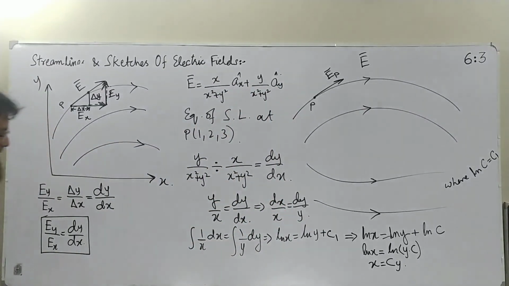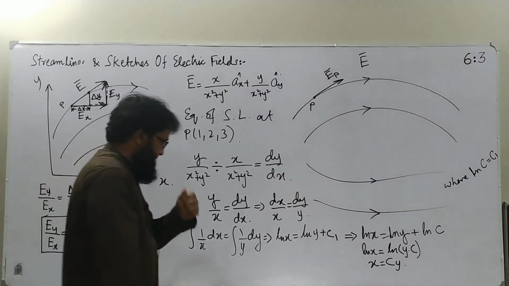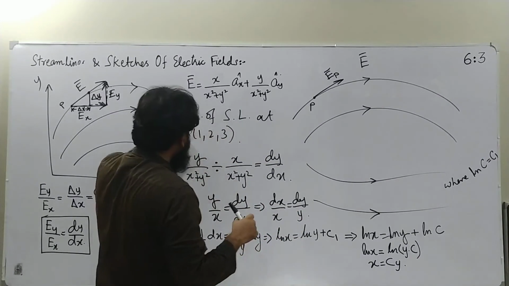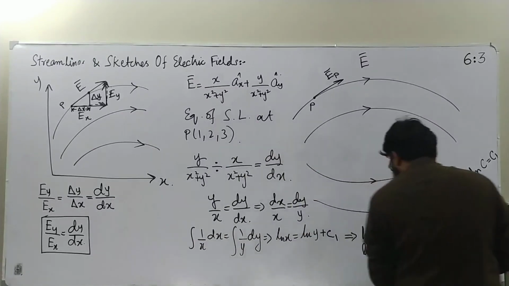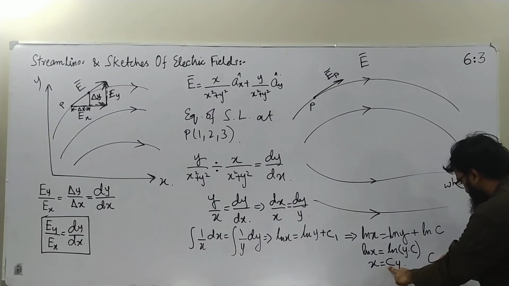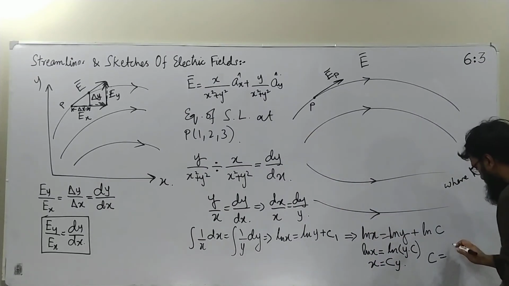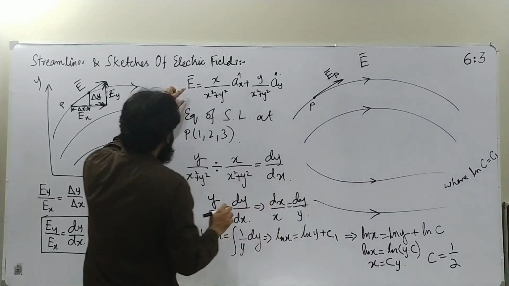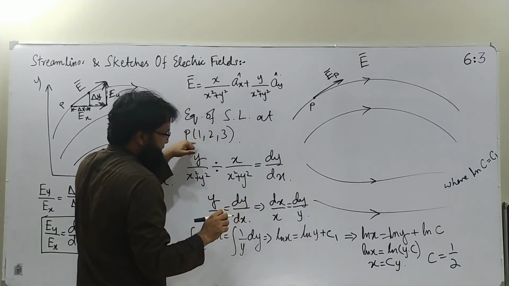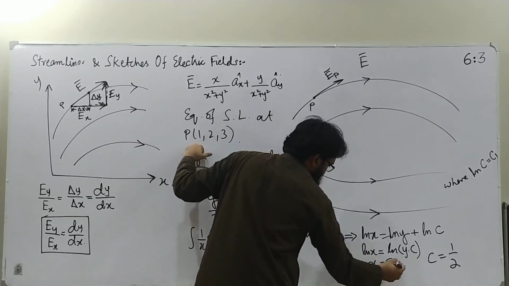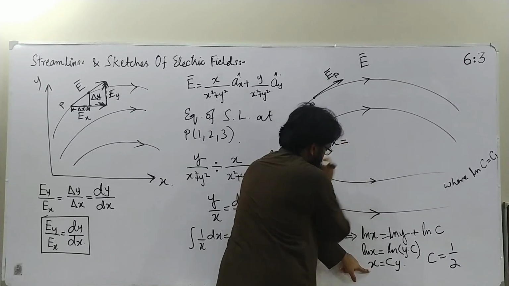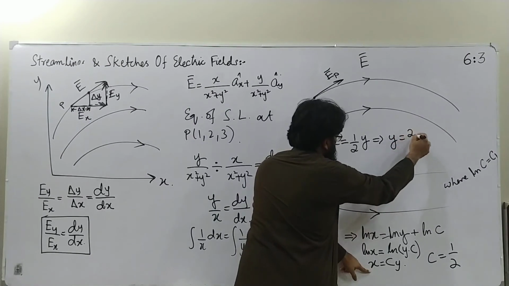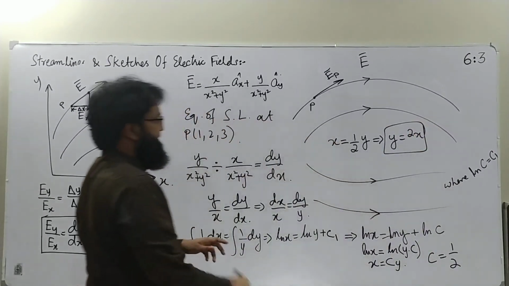It's not a general derivation. I'm just trying to show you how to use it. So if you want to find out the field at this point, just replace, you have to find c. c is nothing but x upon y. x is 1, y is 2. So the final expression for the streamlines of this field at this point will be x equals 1 upon 2 y, or y equals 2x. This is the answer.